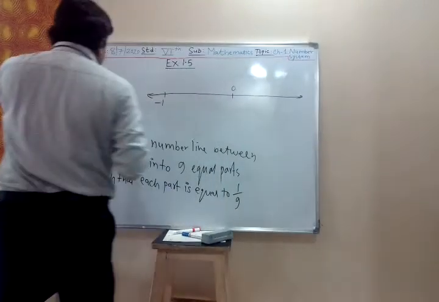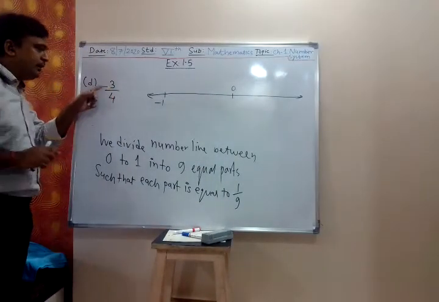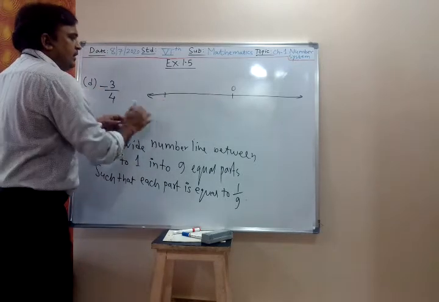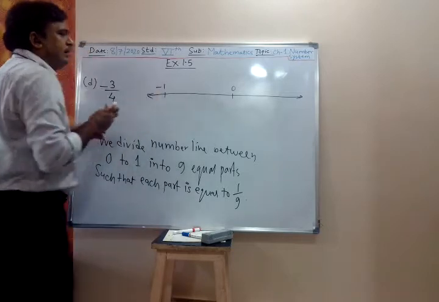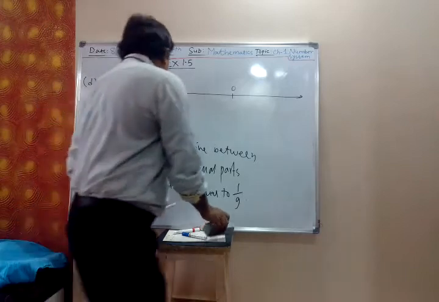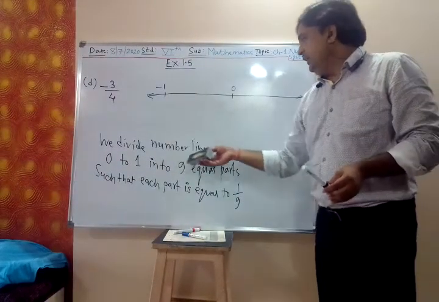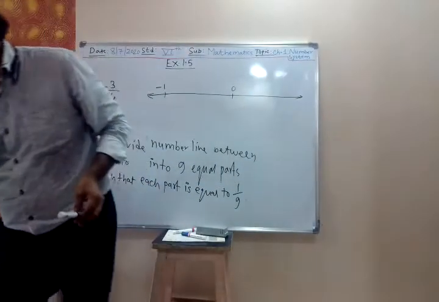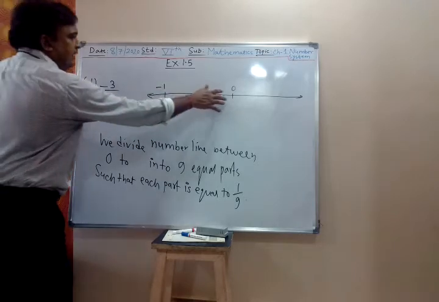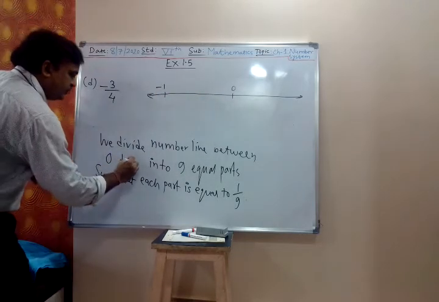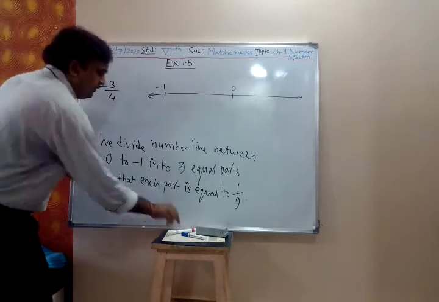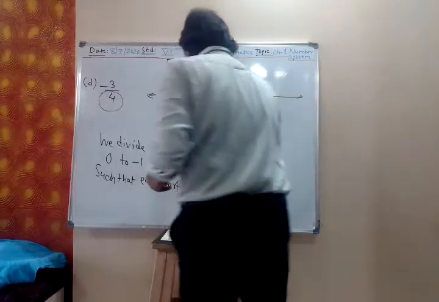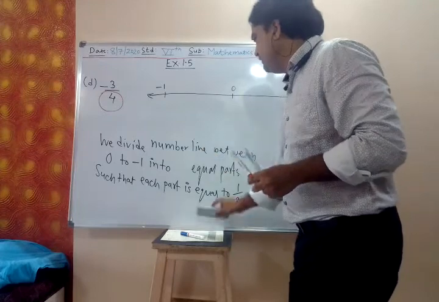Because the number is negative, no? Minus sign. So if it is negative, I will divide the number line between 0 to minus 1. So now I will write, we divide the number line between 0 to minus 1. The process will remain the same. Denominator is 4, so I will divide into 4 equal parts.